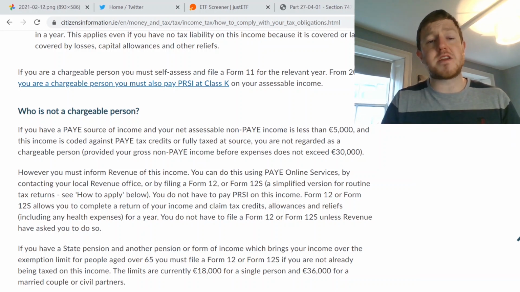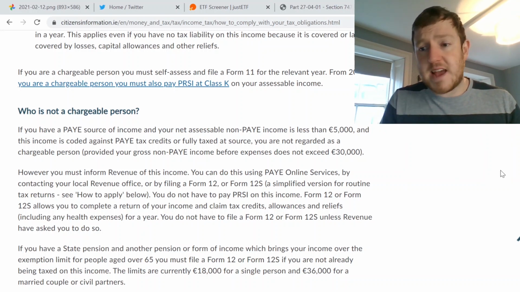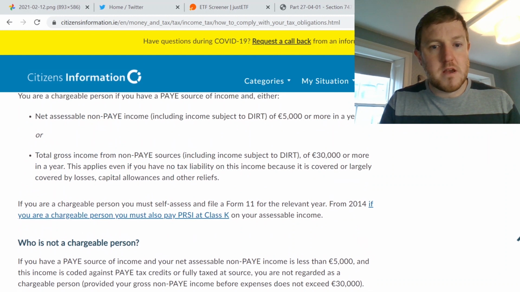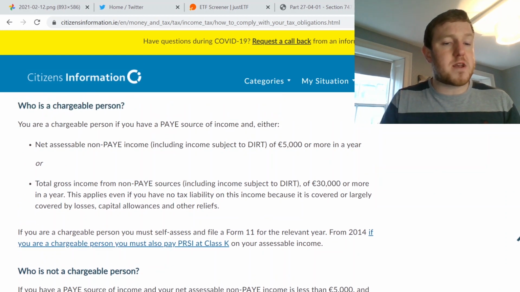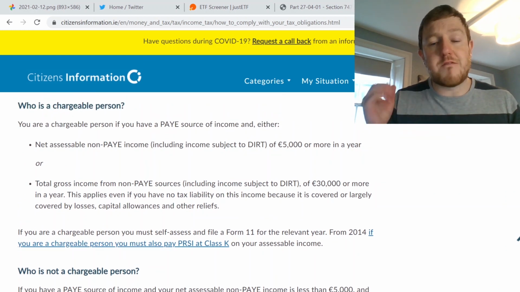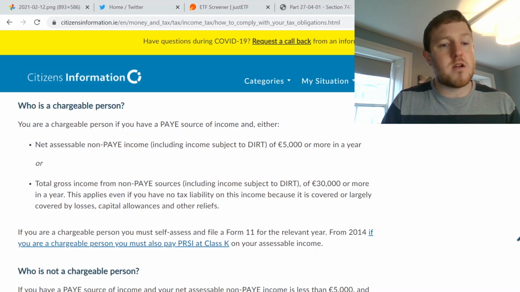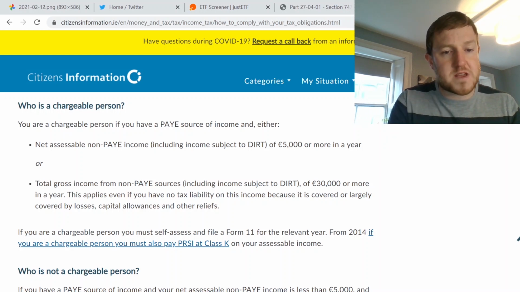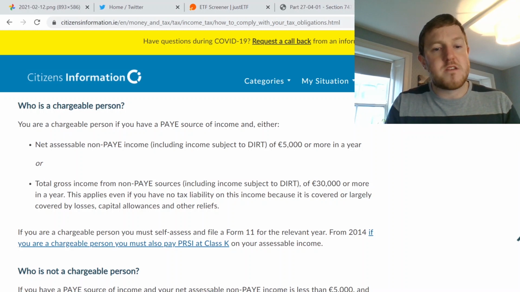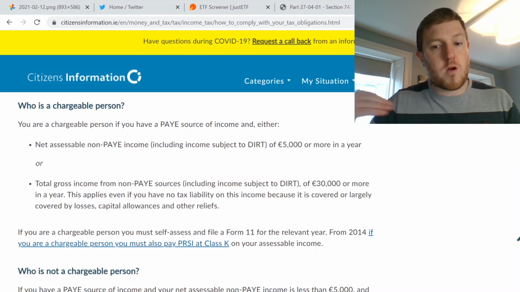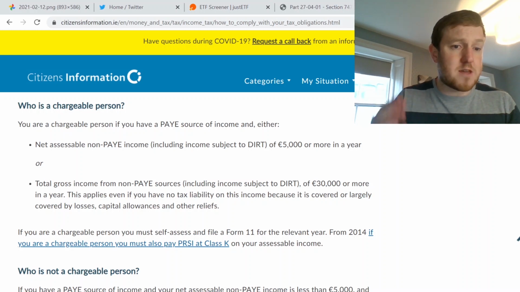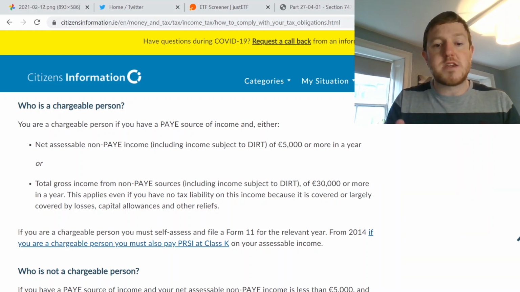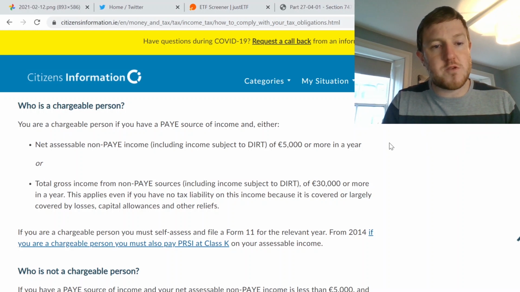Non-chargeable people use a Form 12 when you're doing your annual return every year. And then everybody else basically is a chargeable person. That is anybody who has non-PAYE income of more than 5,000 in a year, and they also have another condition, a gross income of more than 30,000. Gross income is before you take away any taxes, so that's outside of PAYE. Anybody who is a chargeable person then uses a Form 11 to do your annual return.